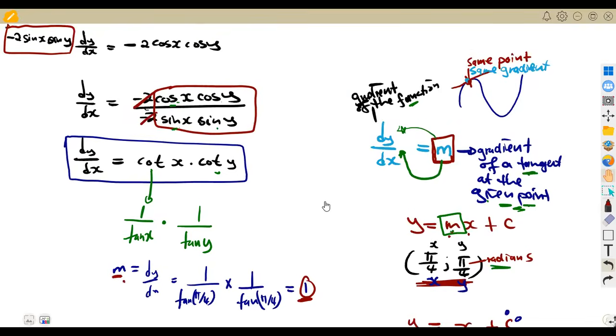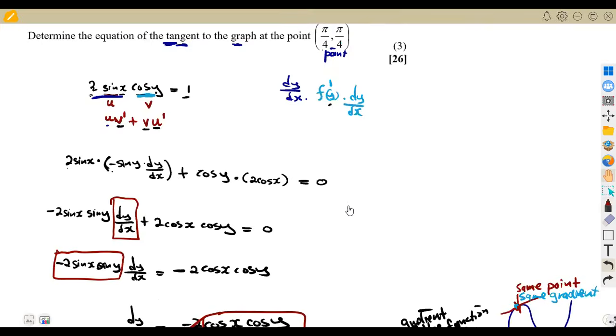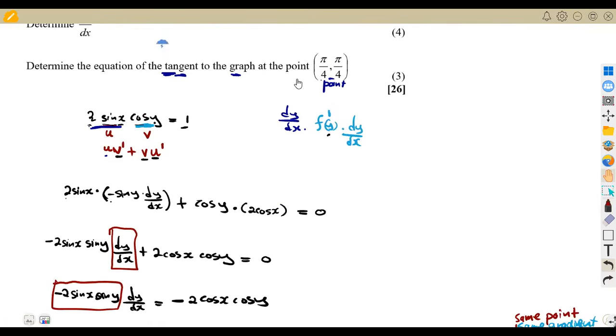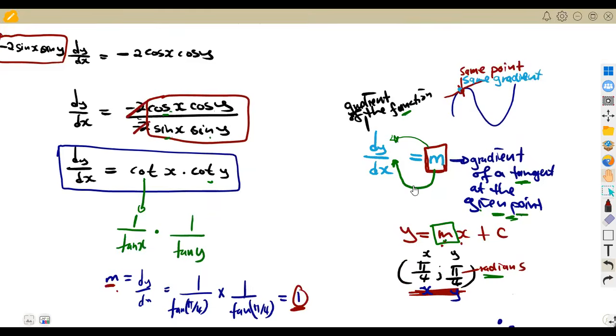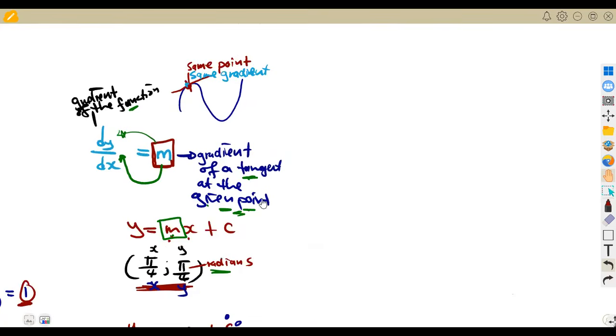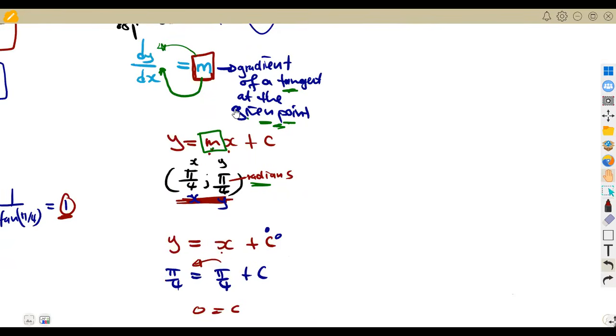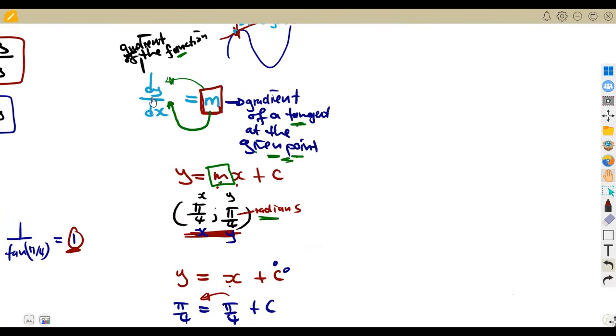So that was the whole idea of how to answer this type of question that you may be given, to determine the equation of a tangent to the graph. What you just need to know is that the graph and the tangent at that point possess two things that are the same: the same point and the same gradient. But the gradient of a curve is dy dx.